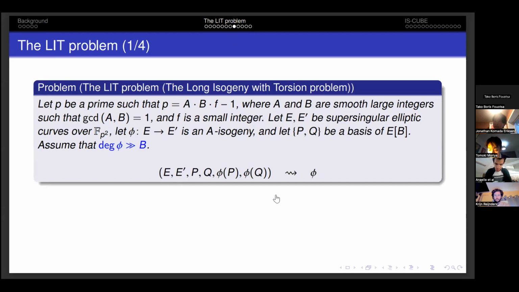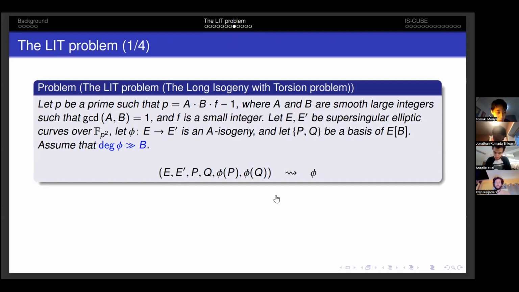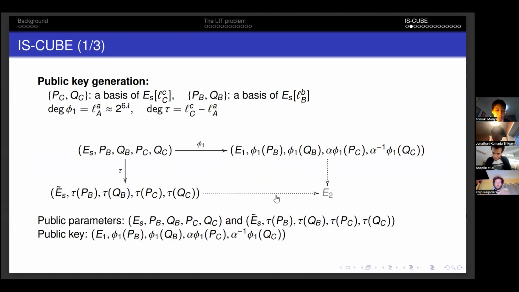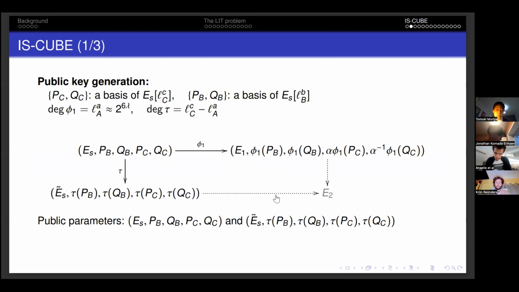I had one question, which is about the problem in the scheme and the lead problem. In the scheme, you reveal some small exact torsion and then some other torsion up to the scalars, right? So is it really the lead problem or is it something different? For example, here you have phi of PB, phi 1 of PB, phi 1 of QB, and then you still have phi 1 of PC up to a scalar, and then phi 1 of QC up to the inverse of the scalar. So this is like lead plus something, more information.